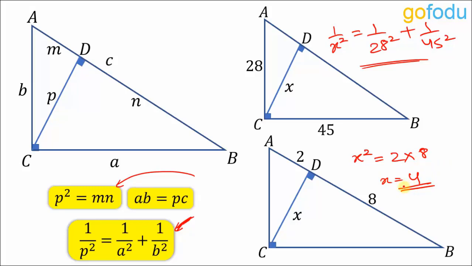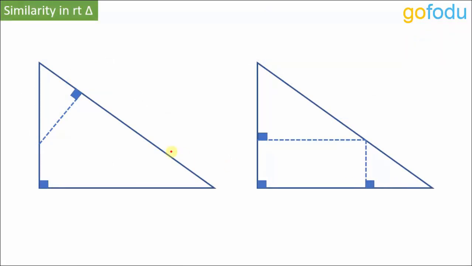Now there can be other cases, like here we have a small right triangle and this bigger right triangle. They both are similar. This small triangle is similar to this bigger right triangle. And in this case, we have three similar triangles. This small triangle and this small triangle, they both are similar to this bigger right triangle. Let's see the next question.